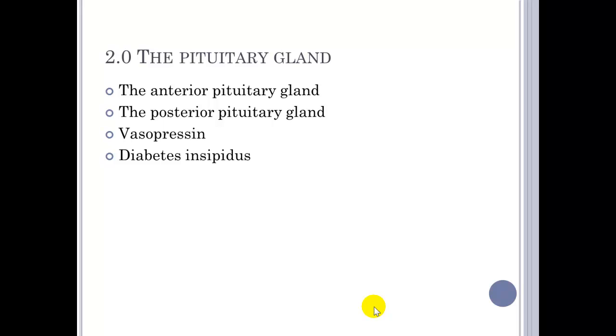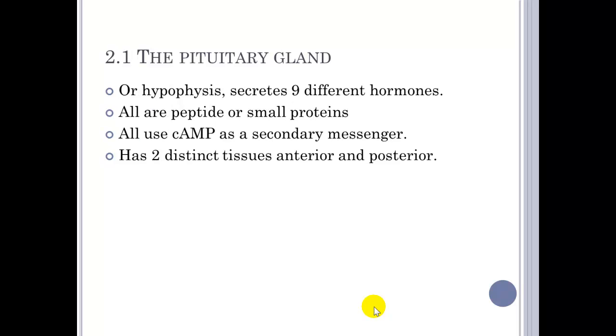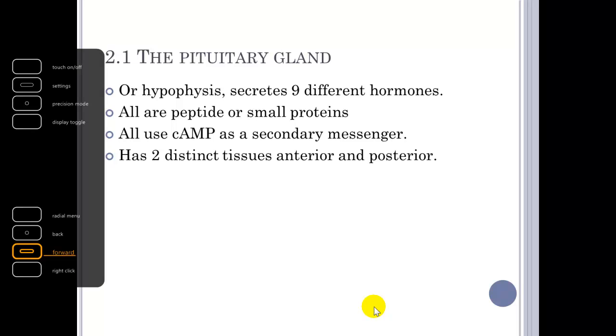The pituitary gland 2.0. You have the anterior pituitary and the posterior pituitary. We're going to talk about vasopressin and diabetes insipidus. The pituitary gland, or hypophysis, secretes 9 different hormones. All are peptides or small proteins. All use cyclic AMP as a secondary messenger, and it has 2 distinct tissues: tissue in the anterior section, and different tissue in the posterior section.